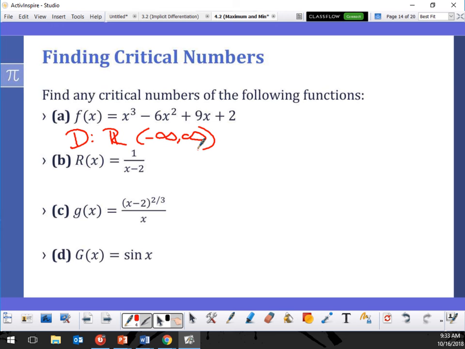Okay, that's good. Now let's take the derivative, which is going to be 3x squared minus 4x plus 9. All right, next one. For this piece right here, I have to set that equal to 0. Go ahead, set it equal to 0.